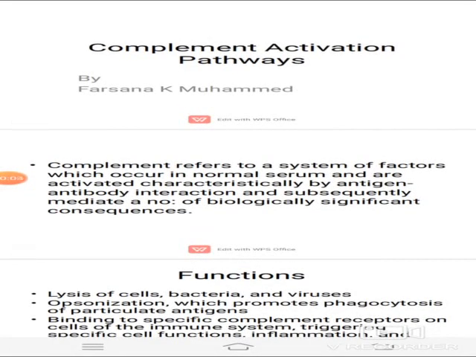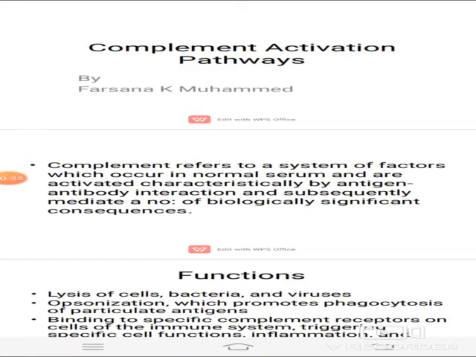Today's topic is complement activation pathway, and I'm going to take it with the help of the PPT of my dear colleague Farzana K. Mohammed. You want to know about this because it is a really important topic in case you're studying immunology.